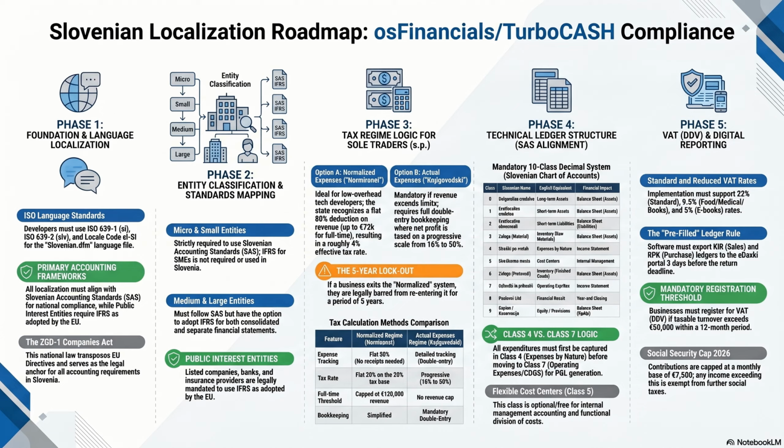Let's recap the journey we just took, because this was incredibly dense, but so illuminating. We started with the basic developer language codes, the SAL and SLSI, required to even boot the interface up properly without breaking the formatting. Yeah. We navigated the insane difference between the 4% normalized tax hack for sole traders and the rigid 22% corporate tax structure, and saw how the database has to remember a 5-year penalty box. Which is still wild to think about.